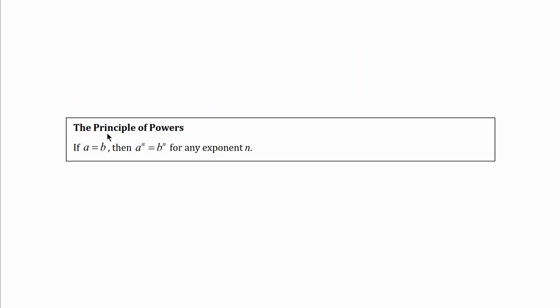First, we have the principle of powers. It states here that if a equals b, then a to the nth power equals b to the nth power for any exponent n. In the next set of examples, we're going to use the principle of powers to help us solve radical equations.